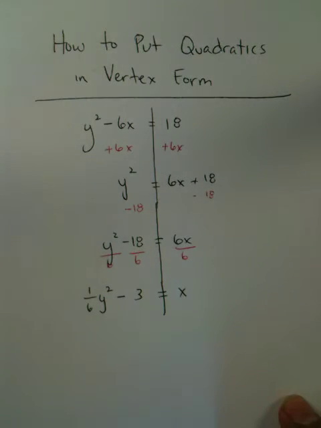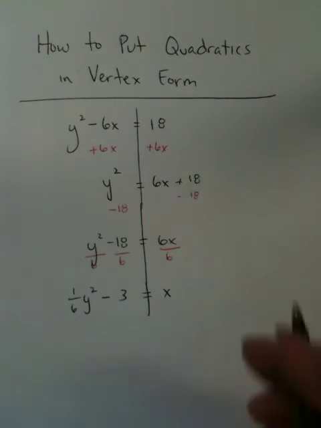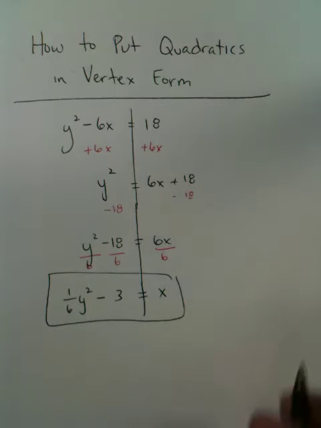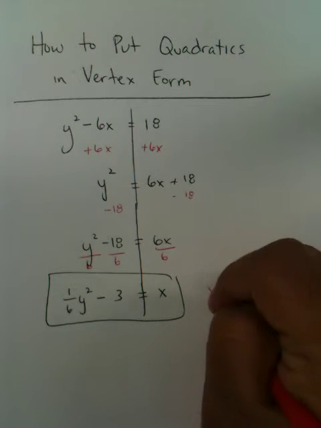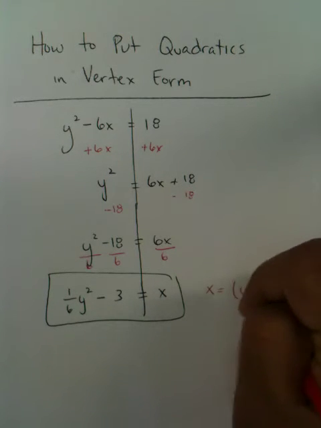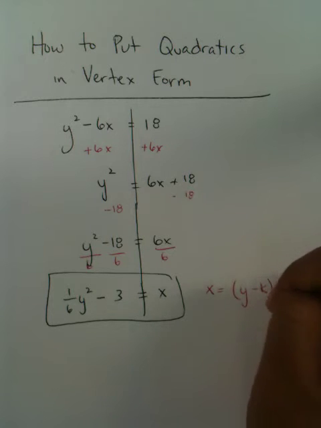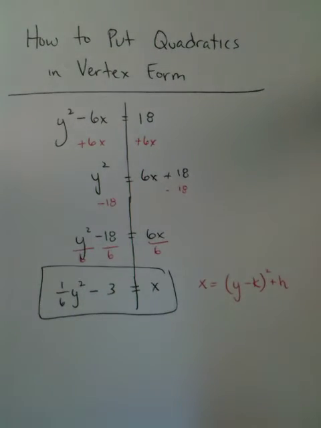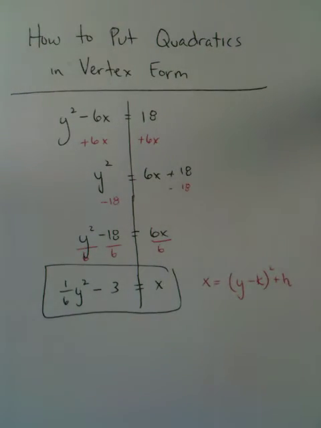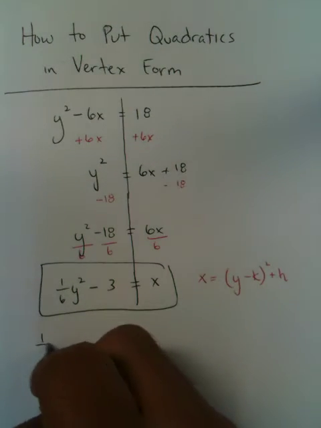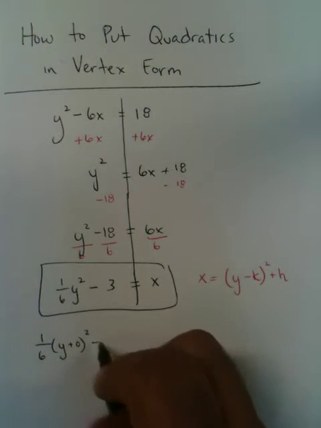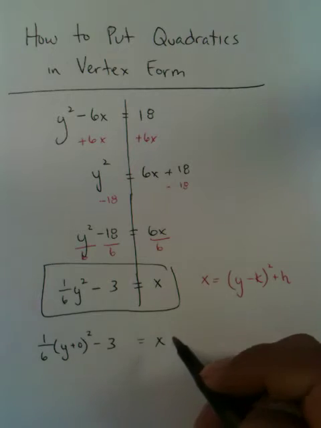This is in vertex form whether it looks like it or not. And I think what throws people off is they say, I can't be finished. Where are the parentheses? Where you're supposed to have x equals a times the quantity y minus k squared plus h. Well, if you wanted to, you could expand it out. You could say 1/6 times the quantity y plus 0 squared minus 3 equals x.